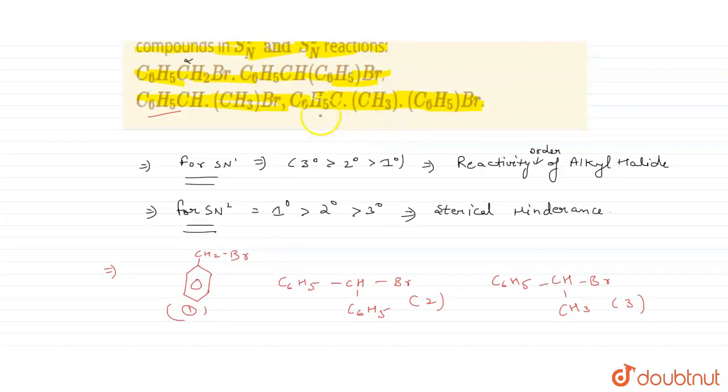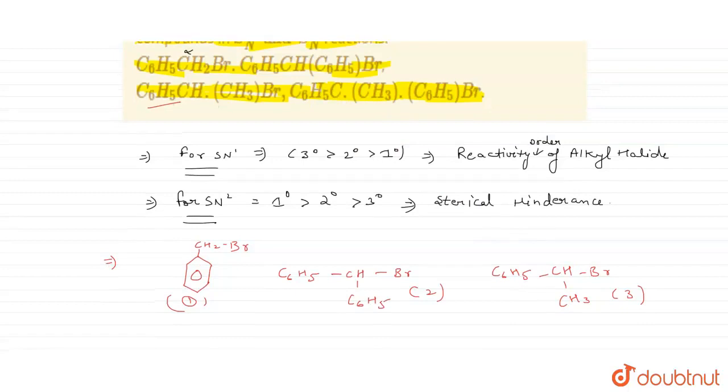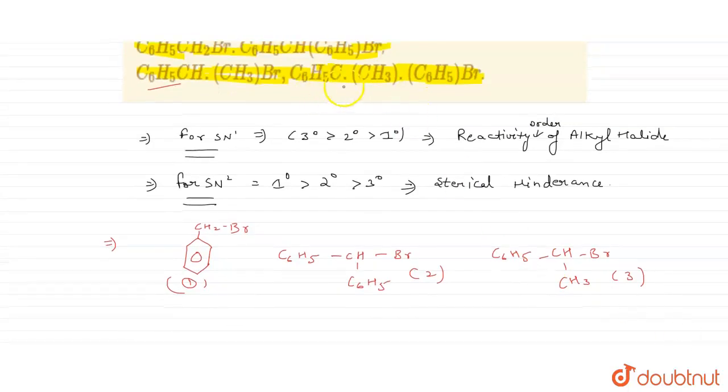Now we have the final structure as, wait a second guys, C6H5C CH3 C6H5Br. So this is a very basic structure. You can easily draw this structure. It will be C6H5, C, CH3, C6H5 and Br. So all the four alkyl halides are like this.